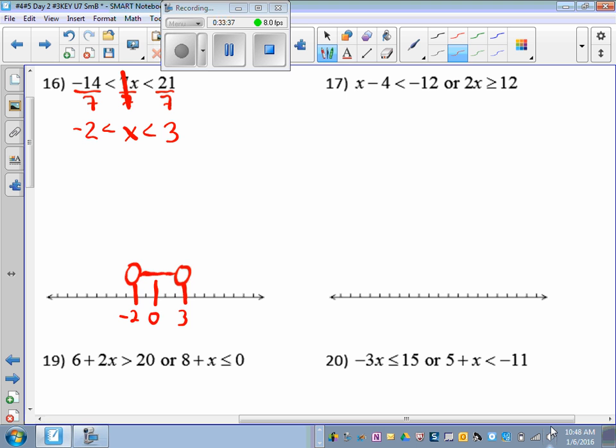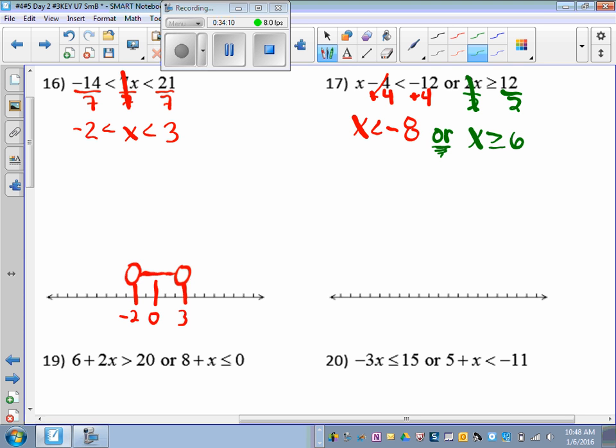How do I get x by itself? Good, add 4. Those cancel out. x is less than negative 8. That's one of my inequalities. Now let's do the other inequality. How do I get x by itself over here? Divide by 2. So I have x is greater than or equal to 6. We must write or in between. Do not forget that little 2-letter word. It's extremely important.